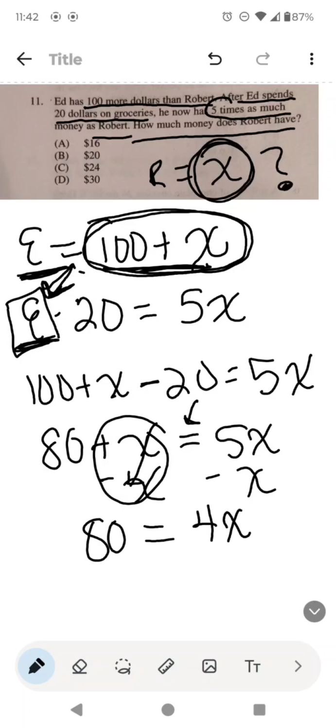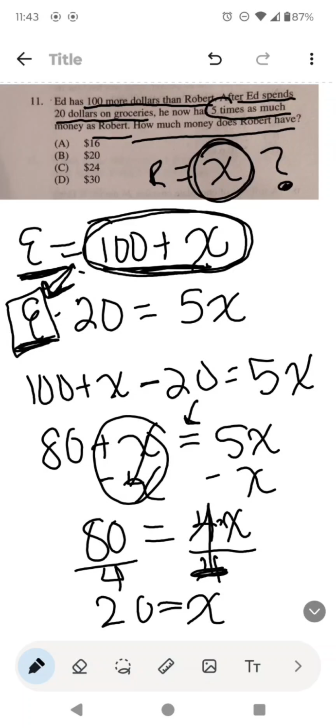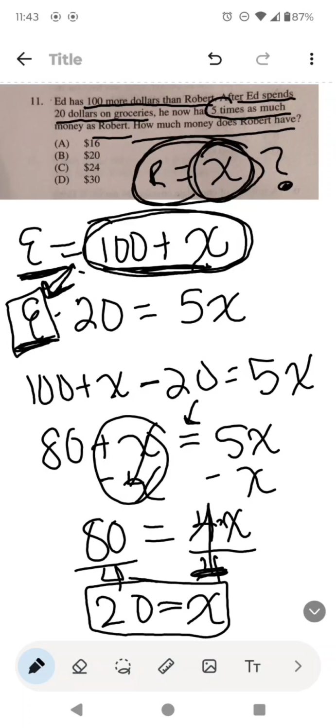How do I separate this 4 from this X? The operation that happens is multiplication. So to undo that, I need to divide. 4 divided by 4 is 1. We don't have to write that because it's understood that if there's just a single X with no number in front of it, it's a 1 there. 80 divided by 4 is 20. So X, remember, represented Robert's amount of money. Therefore, Robert had $20. Let me know if you have any questions about that one.